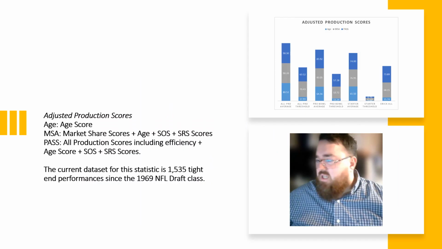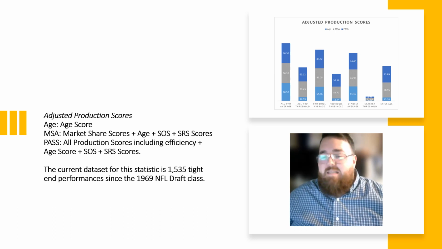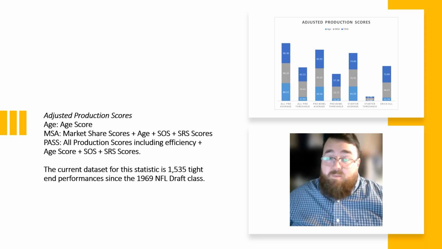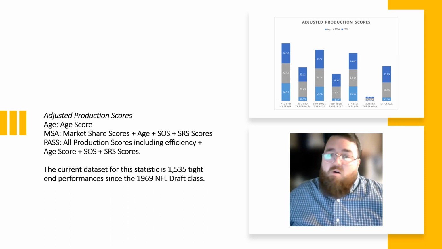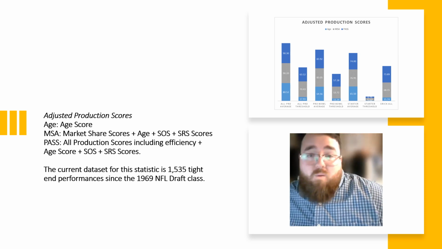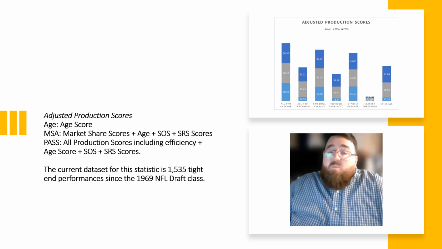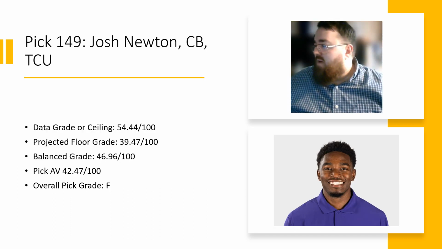And in terms of his adjusted production traits, his age score is very low, but his MSA rating and his pass rating are decent. So is he a boom or bust prospect? Yes, but he does have all the traits you're looking for to potentially become a starting tight end, and he was a fourth rounder. So that's a win, however you look at it, in my book. He does have that data potential to outperform his draft status, which is what you're supposed to do in the draft. Okay. Next up, we have Josh Newton, cornerback out of TCU.